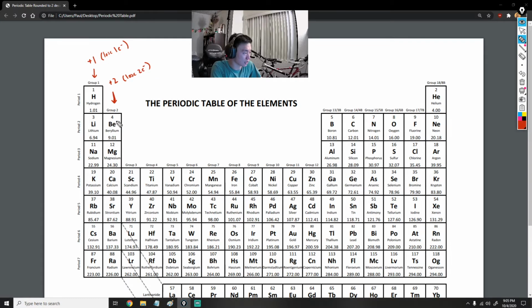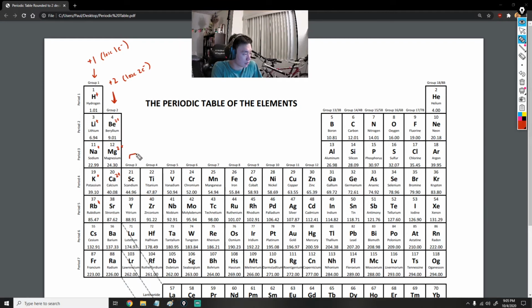Okay, so that means that Be is going to want to become Be2+, Mg wants to be Mg2+, Ca wants to be Ca2+, and then for these examples, if you remember from the lecture, hydrogen is a weird one: H+, Li+, Na+, K+, Rb+, so on and so forth.